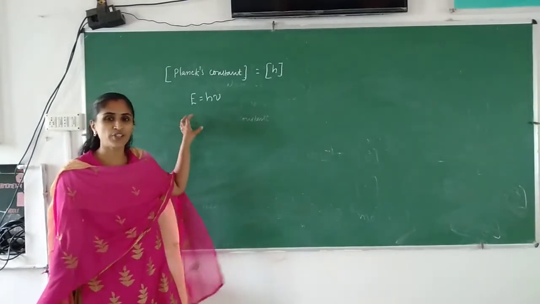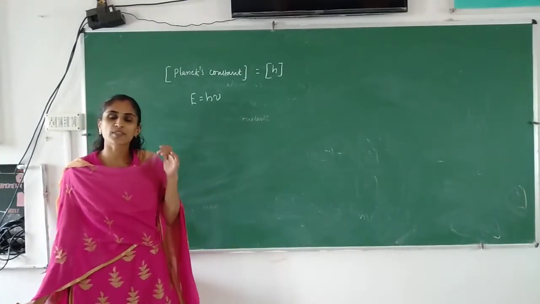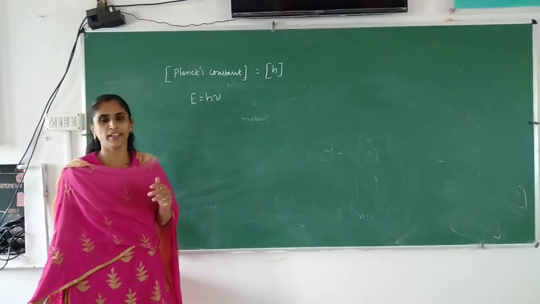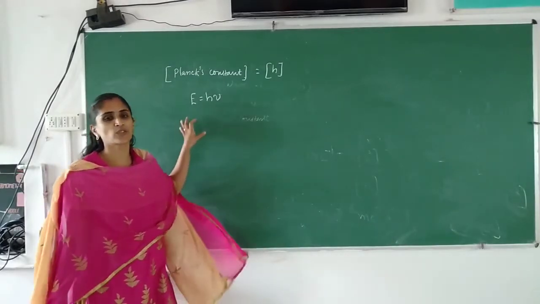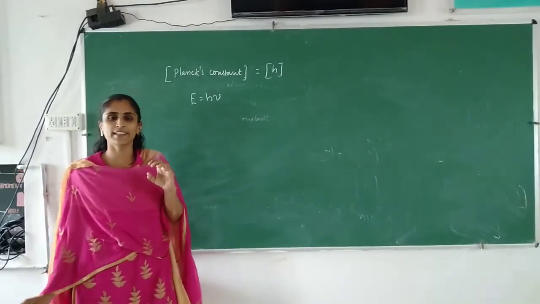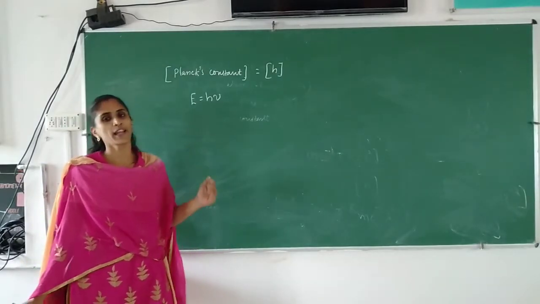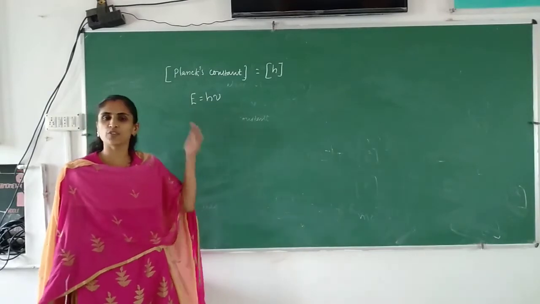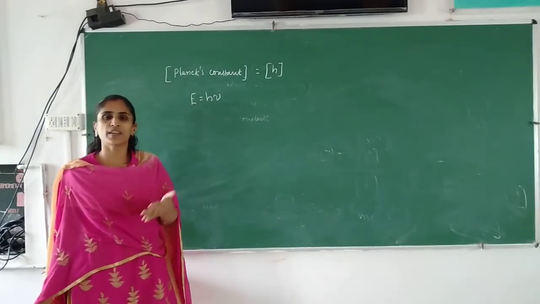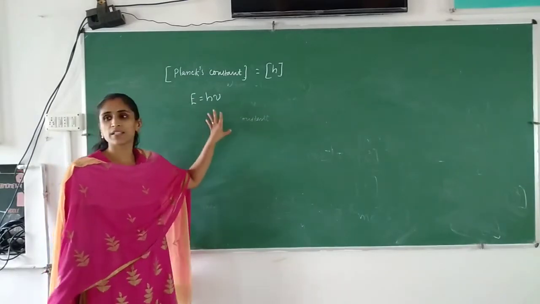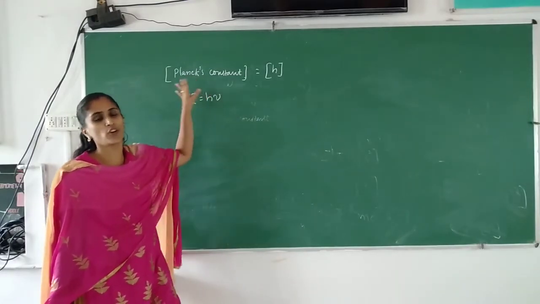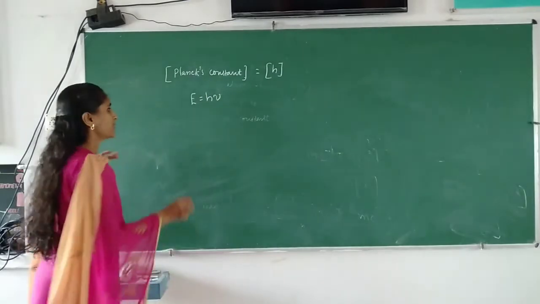This is an expression to get the energy associated with an electromagnetic radiation. So if nu is the frequency of the radiation, the energy associated with that electromagnetic radiation is given by E is equal to H nu. This relation you will study this year in chemistry and again next year in physics. No need to worry about this relation, but from this relation we have to find the expression for Planck's constant. So how to find the expression?